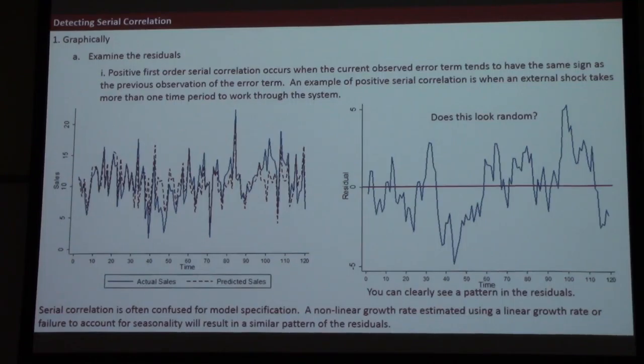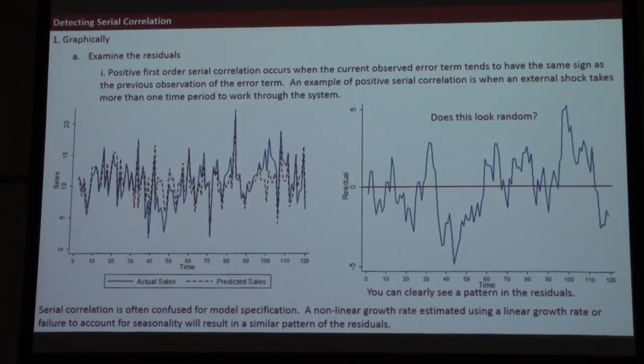Sometimes we can have a poorly specified model that'll give us residuals with a pattern in them. For example, a perfect example is... Say this is sales, and this is just time again. So let's say that we get a pattern of sales that look like this. Really obvious. So, you look at sales over time, and you see that pattern.